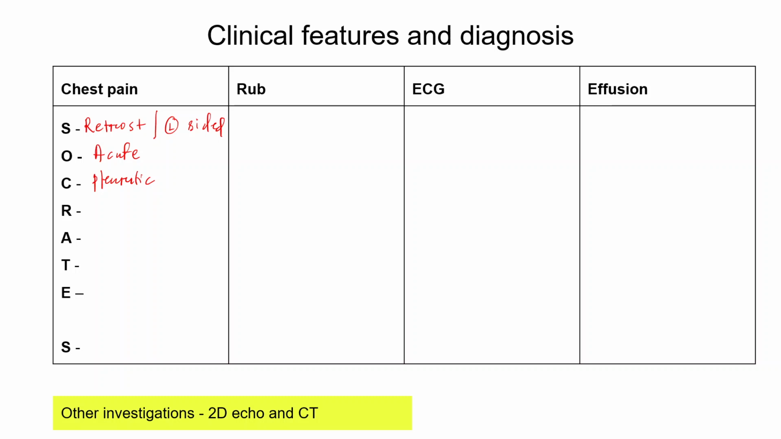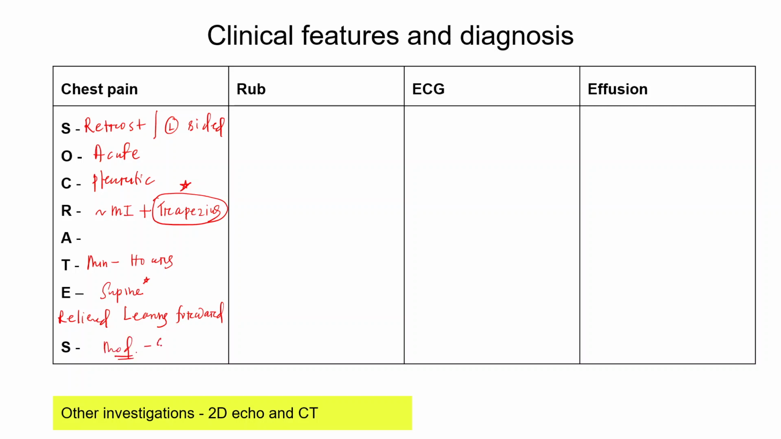Then R is radiation. The chest pain of acute pericarditis can radiate, similar to that of myocardial infarction. It can radiate to the shoulders and up to the jaw. But one important point is it can also radiate to the trapezius, which is not seen in patients with myocardial infarction. Timing, it lasts for minutes to hours. Exacerbating factors include supine position. If the patient lies supine, it may aggravate the pain, and it is relieved by leaning forward. Severity is usually moderate to severe in intensity.